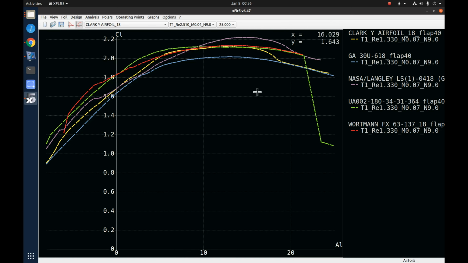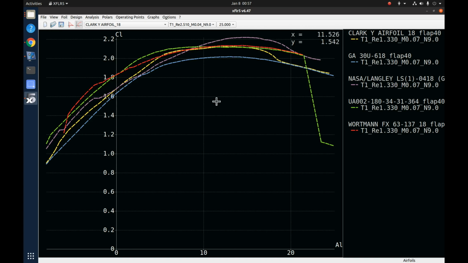If you thought you really wanted to have a high lift airfoil, but be laminar, this NASA Langley one would be pretty good. But again, remember, at cruise, you've got that massive coefficient of moment to deal with. So I don't want to deal with that, so that is still eliminated. And again, let's look at the Wortman.